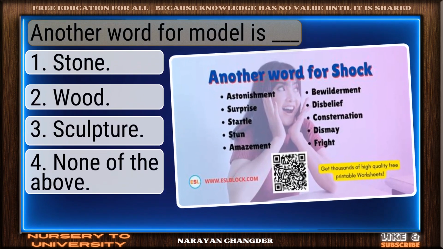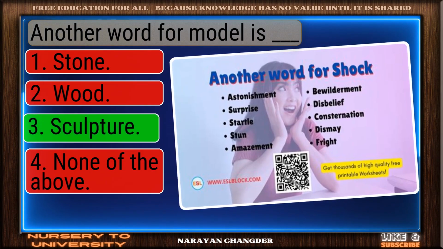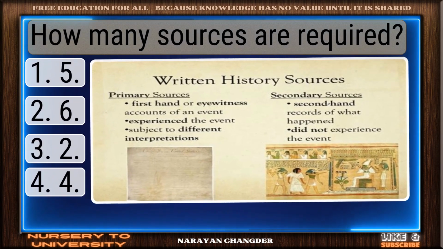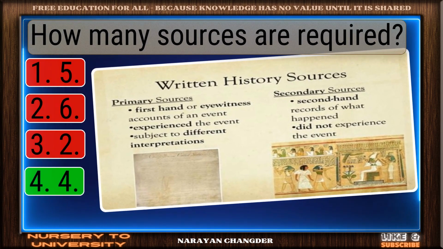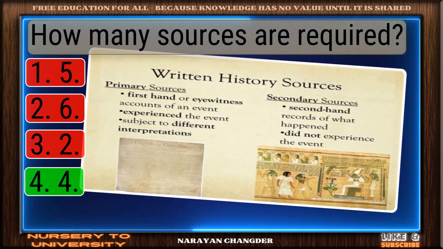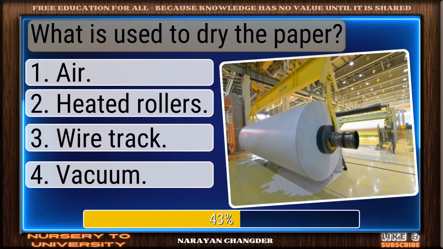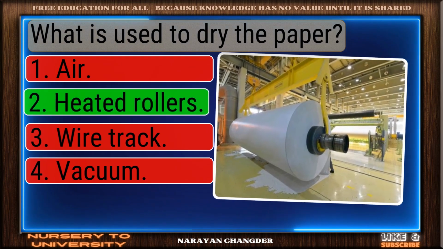Another word for model is dash. Valid point. Sculpture is true. How many sources are required? Solid response. 4 is a valid choice. What is used to dry the paper? Bravo, heated rollers is the answer.